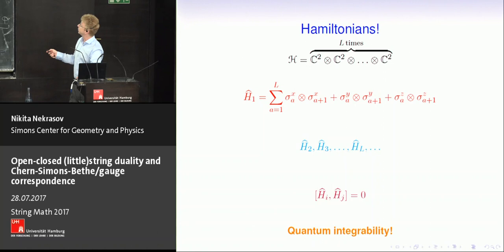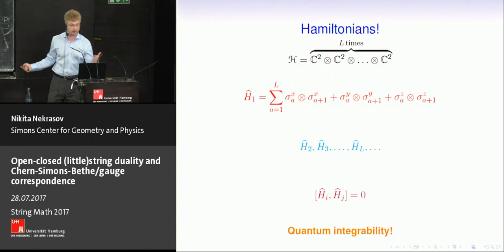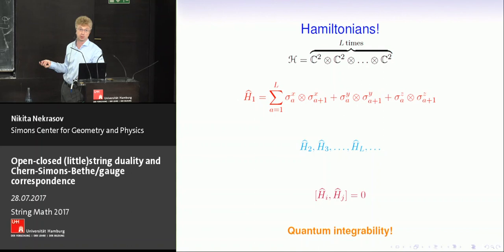But more precisely, what it means in this context is that the joint eigenvectors of all these operators will have simple spectrum. So you can characterize the eigenvectors by specifying the eigenvalues of all these operators.